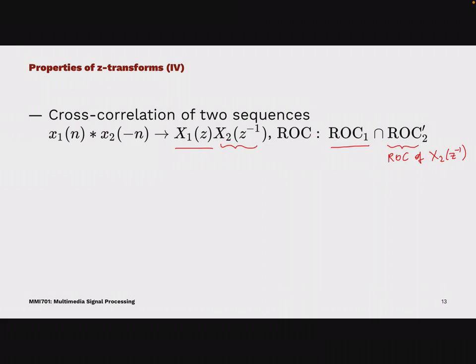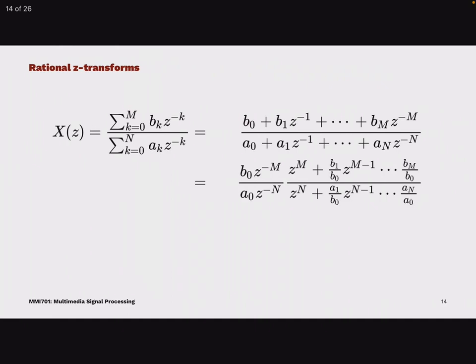There are many other properties, but we're not covering all of them. That brings us to rational z transforms. You typically see z transforms in this form, especially if you're dealing with an IIR system or any type of recursive system, really. You end up with a z transform of this form.